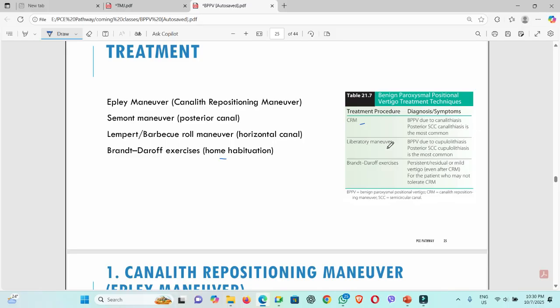Okay, so treatment procedure: CRM for BPPV due to canalolithiasis, posterior SCC canalolithiasis is most common. Liberatory maneuver for cupulolithiasis, posterior SCC. Brandt-Daroff exercise if persistent or residual mild vertigo is there even after CRM, then we go with this exercise. For patients who may not tolerate CRM, we go with this exercise.